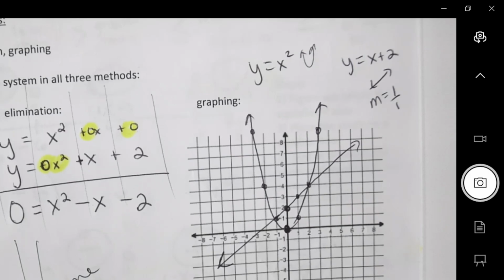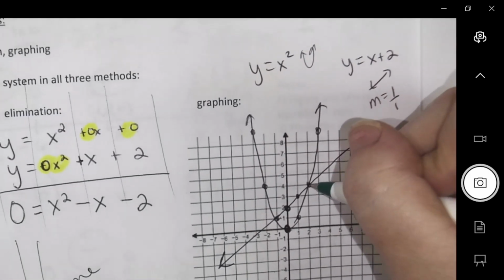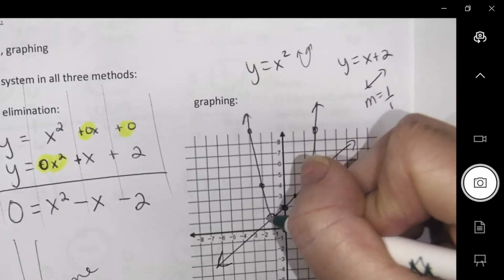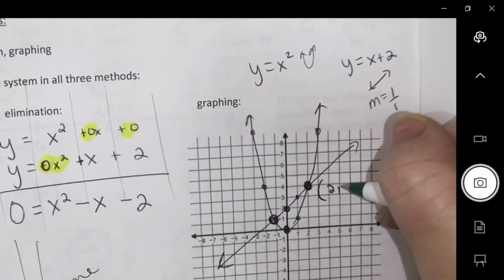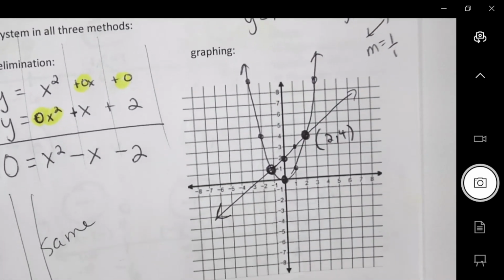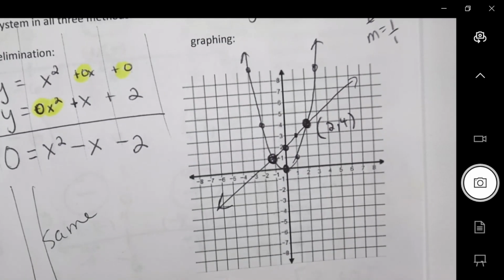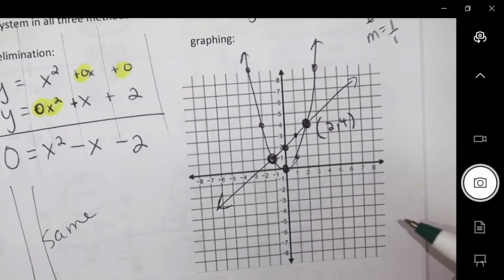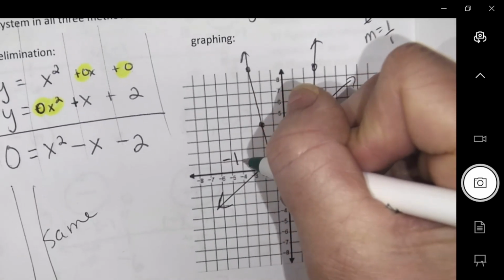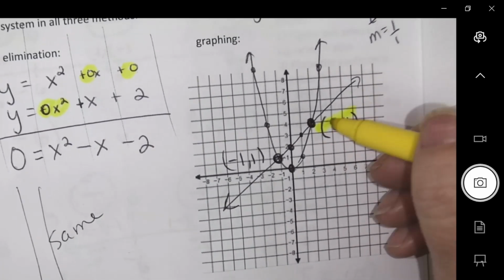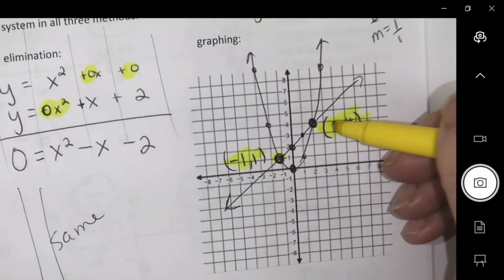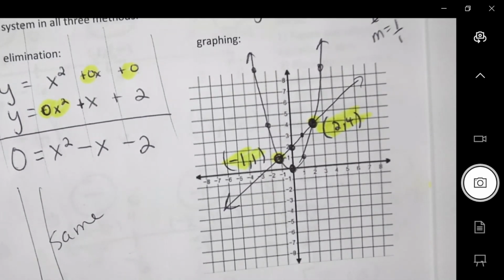And did this equation equal this equation anywhere? Yes, right there and right there. So what are the solutions? 2, 4 is an intersection where they equal each other. Negative 1, 1. Okay, and that matches our algebra, right?